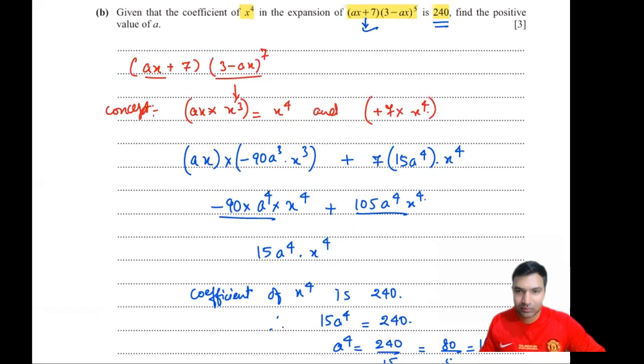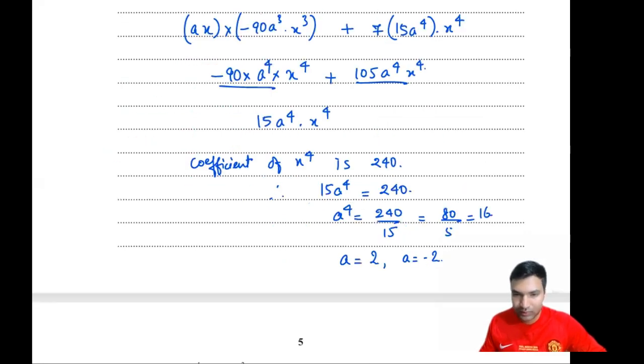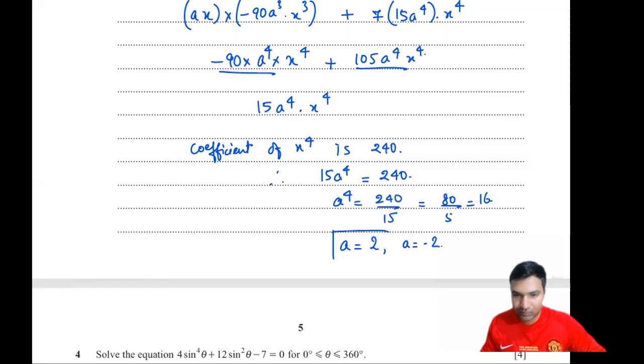So let's read the question once more. Find the positive value of a. So clearly they have mentioned a is positive and therefore a is equal to 2. That's the solution and we will neglect this. Okay, I hope this is clear to you.